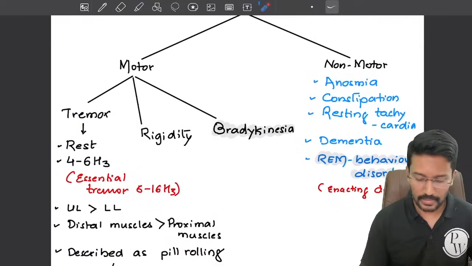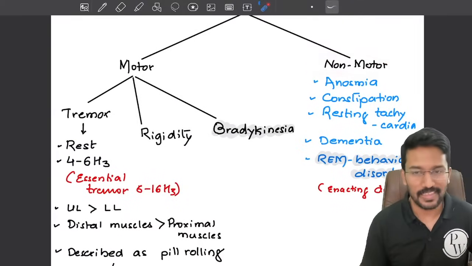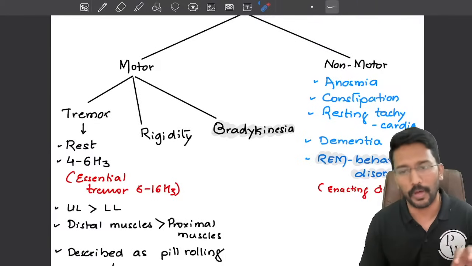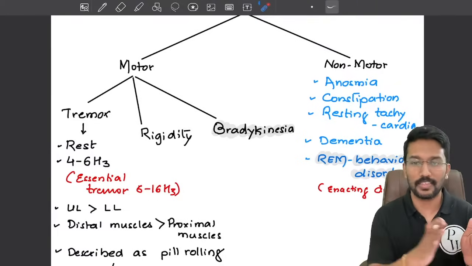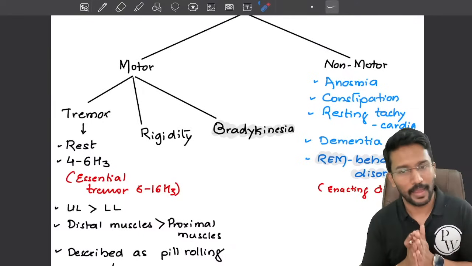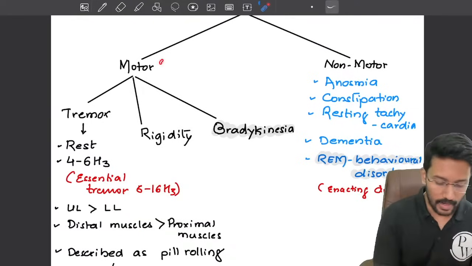Okay, these are all considered as non-motor symptoms. This can be an MCQ. Which of the following is considered as a non-motor symptom of Parkinson disease, or which of the following is not a non-motor symptom of Parkinson disease? That's a kind of question we can anticipate. Now coming to the cardinal symptoms.